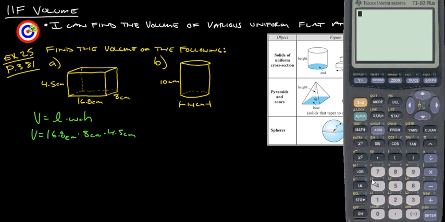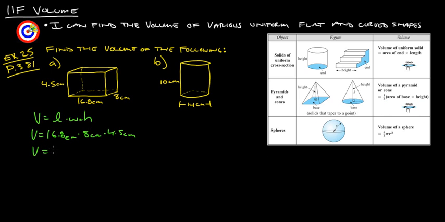Alright, so 16.8 times 8 times 4.5 gives us 604.8.